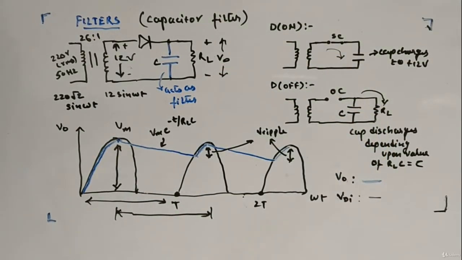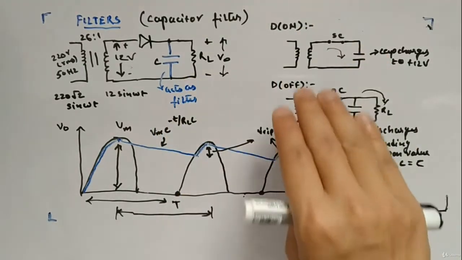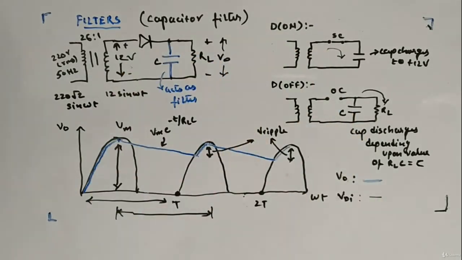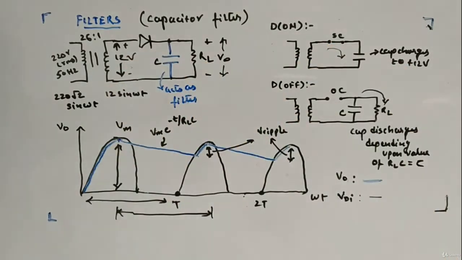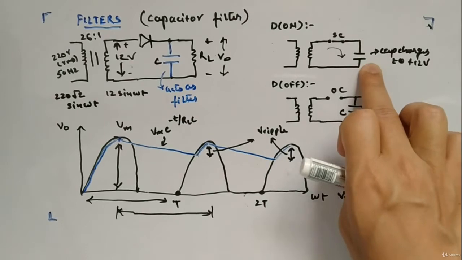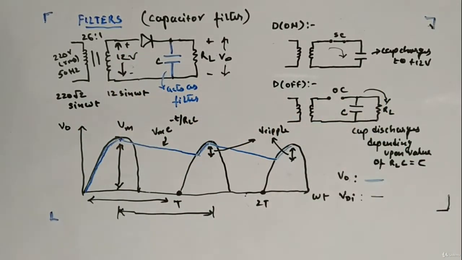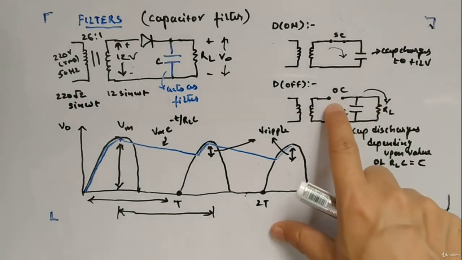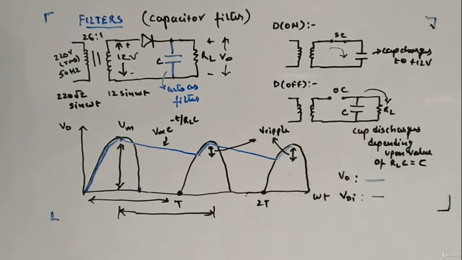Now how the circuit will behave, I have given in these two diagrams. So when the diode is on, this is the circuit you will see. The transformer will be as it is, the diode will behave as a short circuit, and the capacitor will charge to the maximum value of the input, which is 12 volts. And when the diode is off, it will behave as an open circuit, so there won't be any influence of the input signal on the circuit.